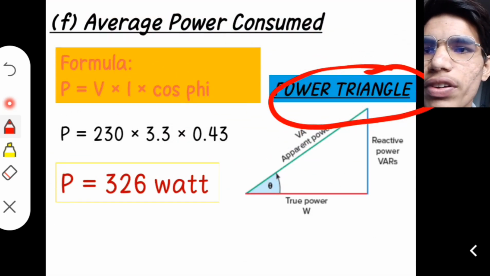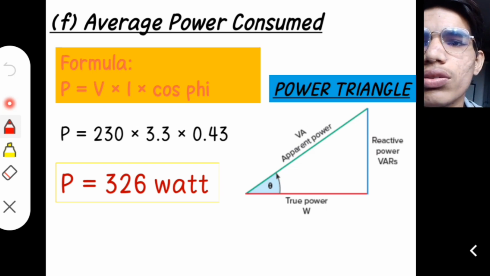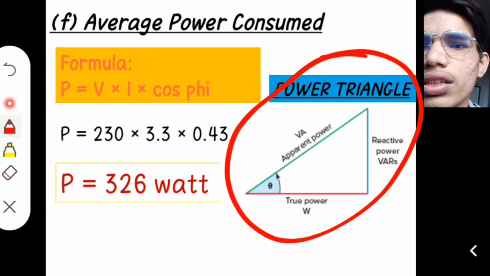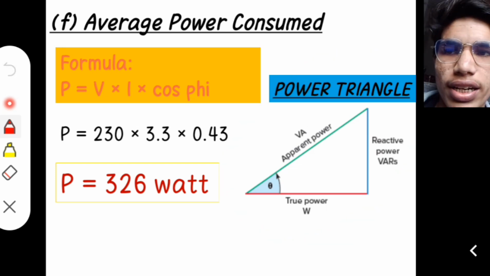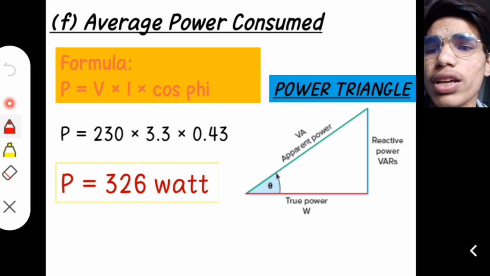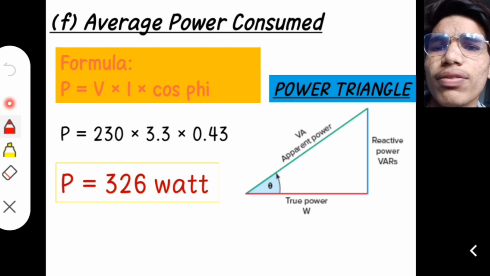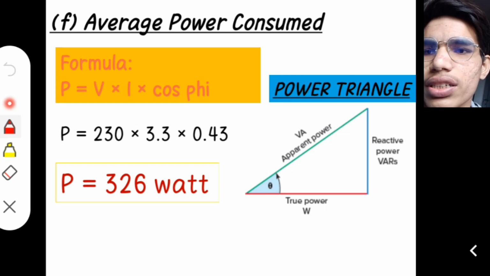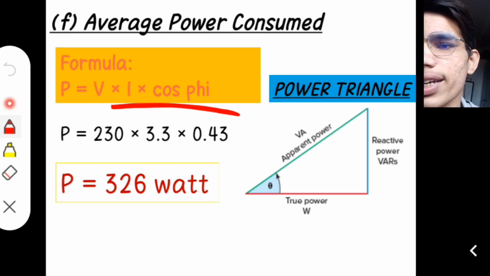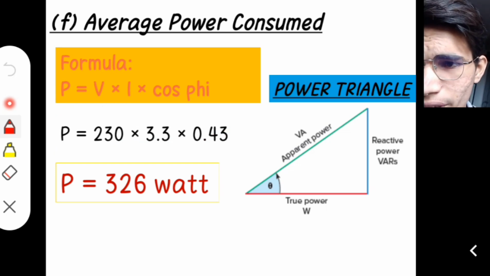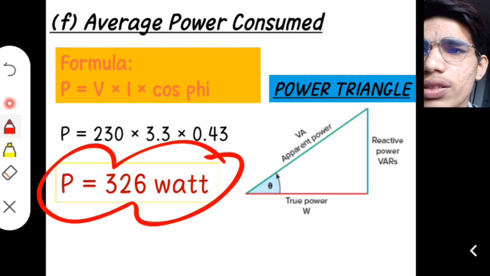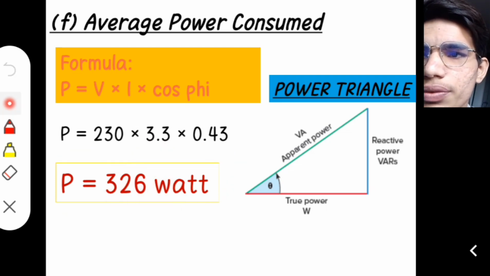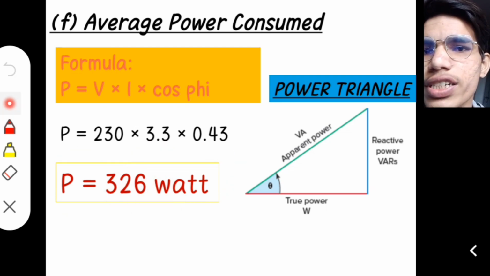So question number F is to calculate average power consumed. So you can see the power triangle as we discussed in the class. The formula of average power is VI cos phi, and this is valid for all circuits. So on putting the value of VI and cos phi, we get power is equal to 326 watt. So question number F is done. Let's see question number G.